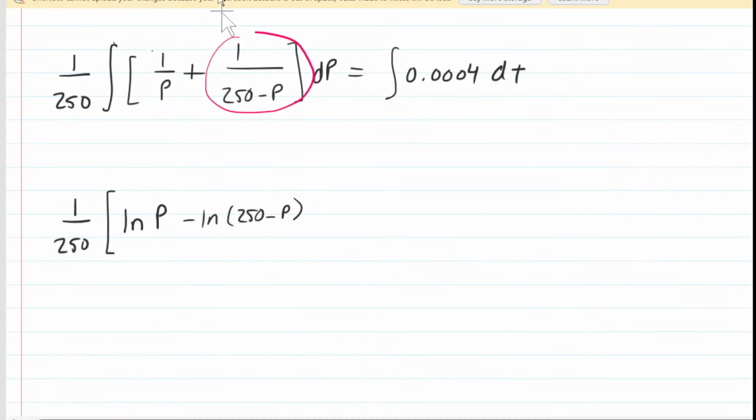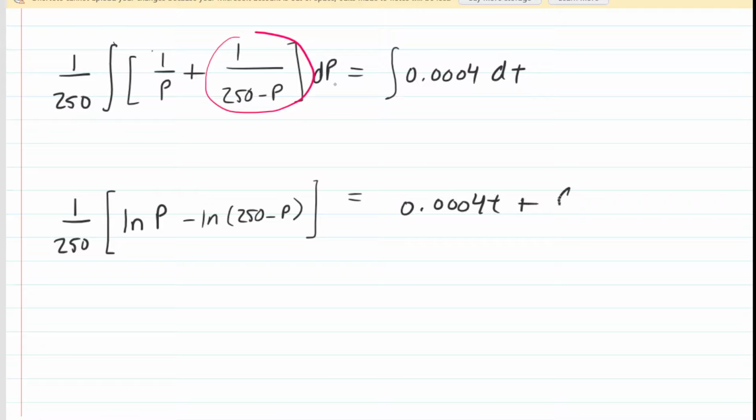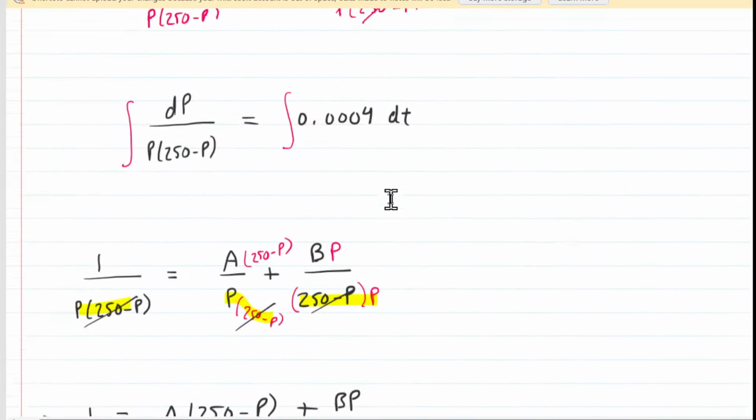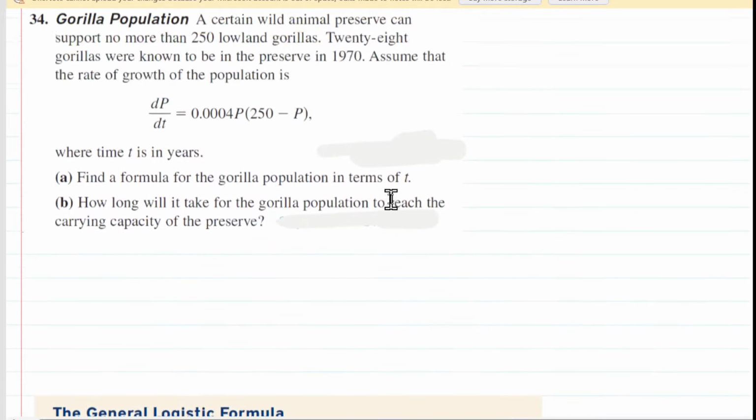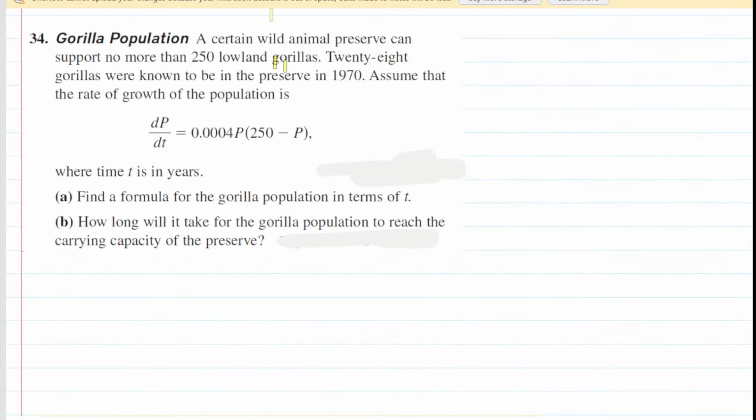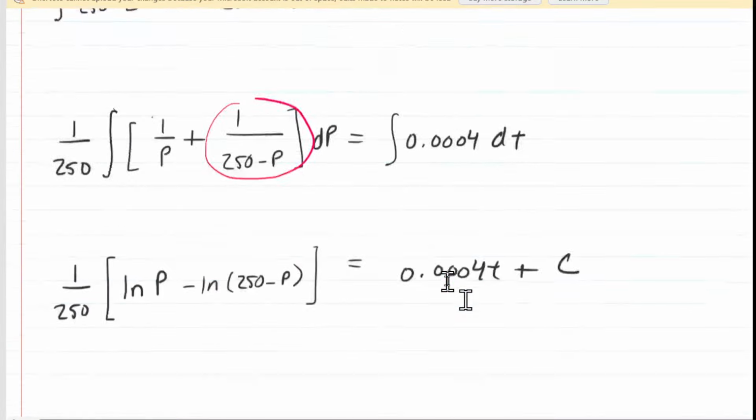That's a relatively simple integration because all we're doing is integrating a constant with respect to time. So that would be the constant multiplied by time, and then plus our constant of integration. Now we have to find that constant of integration in order to complete part A. And to do that, we go back and look at the initial condition given in the problem. So we were told that in 1970 there were 250 gorillas. This means that the population at time 0 is equal to 250. We can assume 1970 is a time of 0.